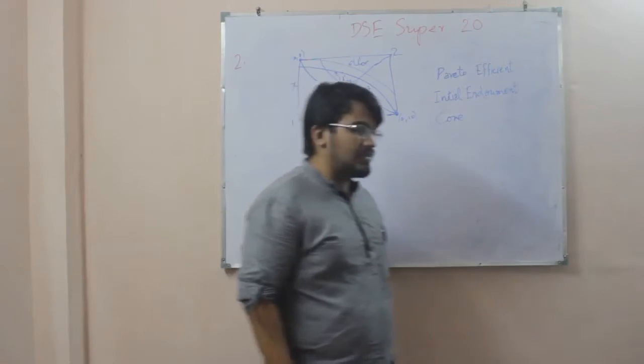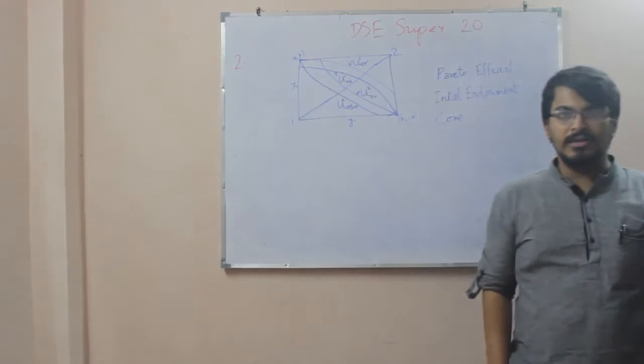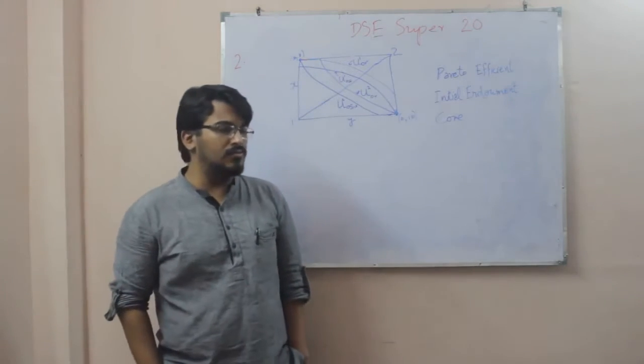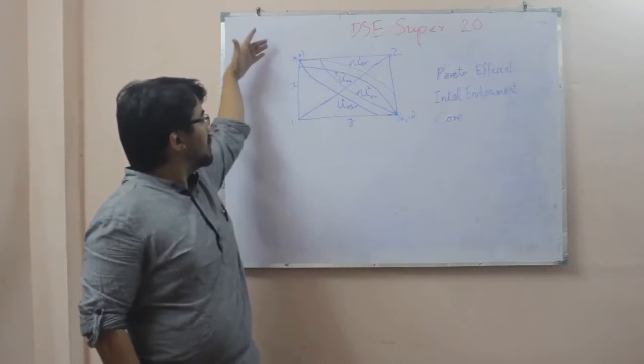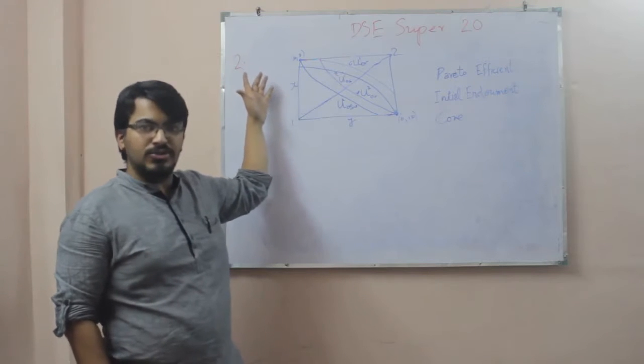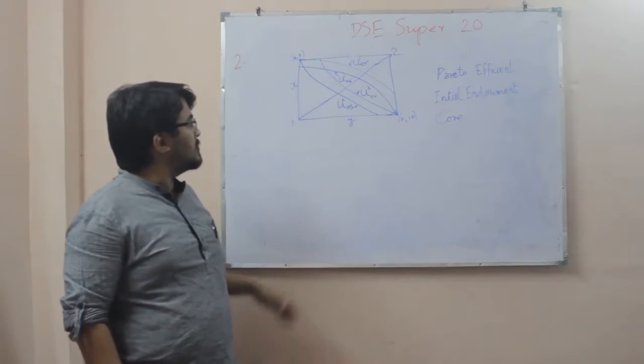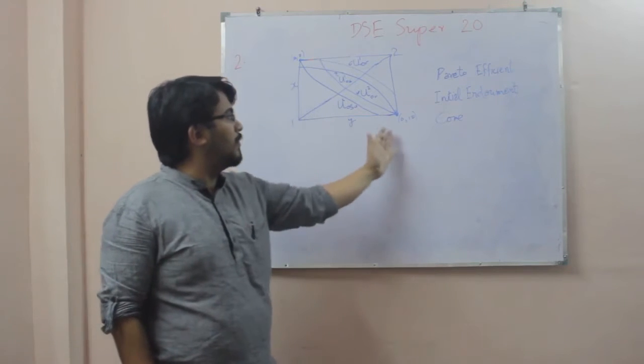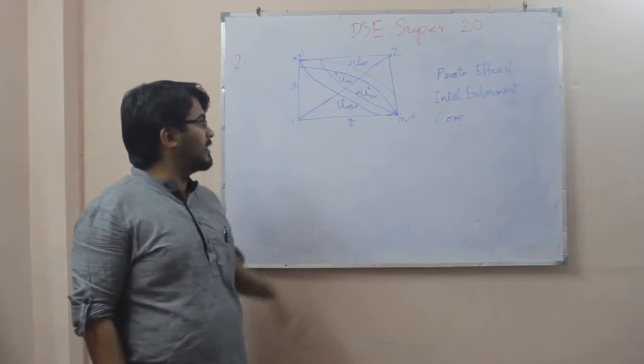Question 2 is a question on general equilibrium theory. It's an exchange economy with two agents and two goods, X and Y. Here X has been represented on this Edgeworth box, which you can use to represent such economies, and here the good X has been represented along this axis and the good Y along the horizontal axis.